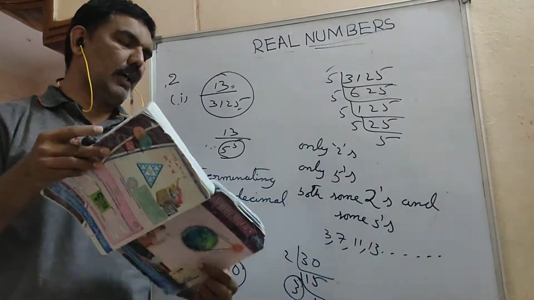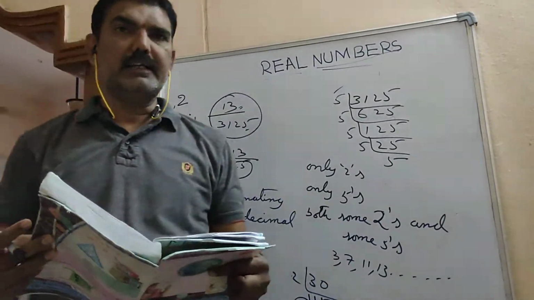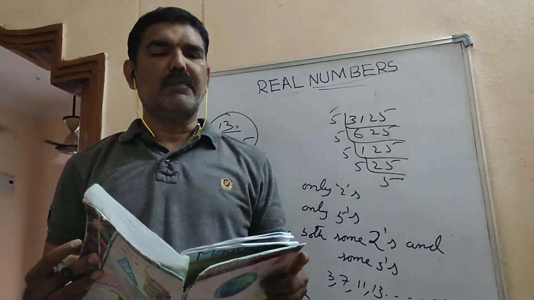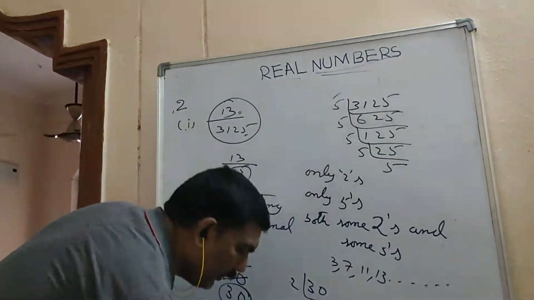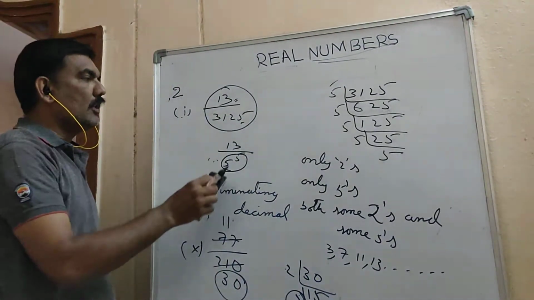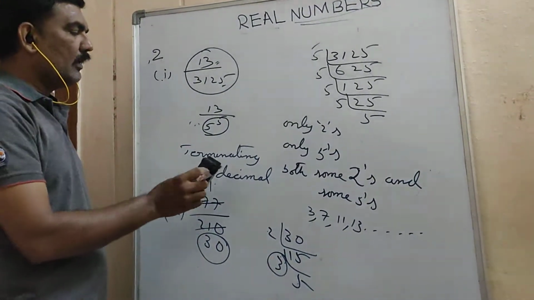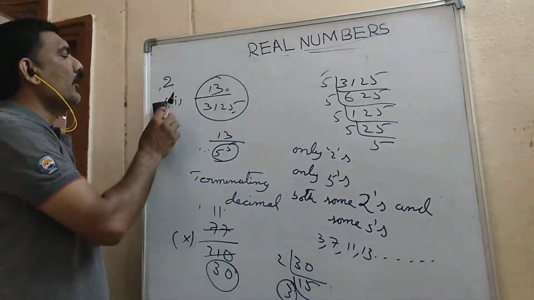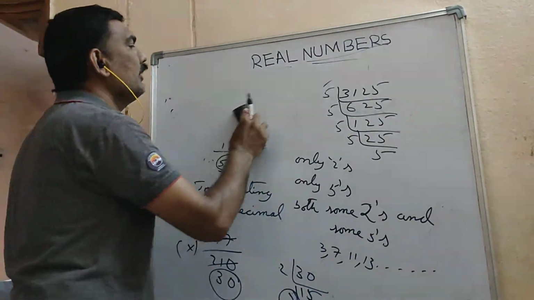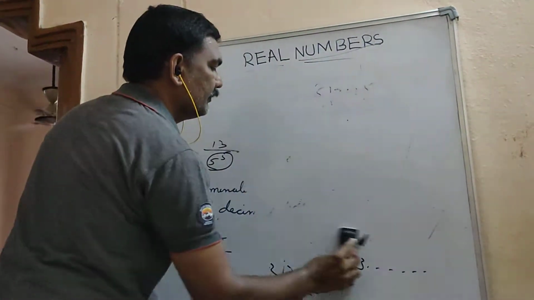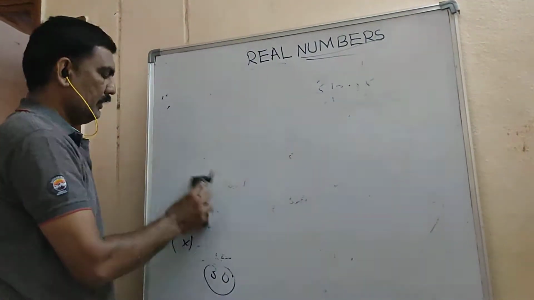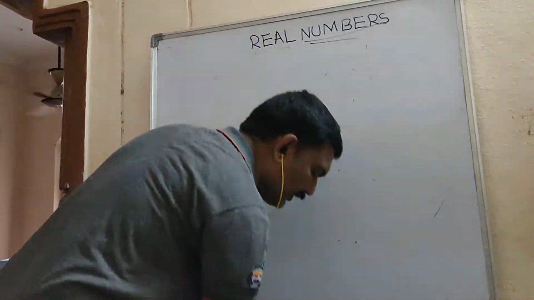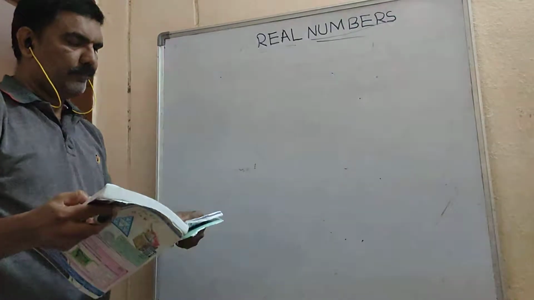Next, we will go for the third problem, that is, write the following rationals in decimal form. Just now in the previous problem you said whether it is terminating or non-terminating. Now what you are doing is expressing into decimal form without division. Without division, how do we express a fraction into decimal form?